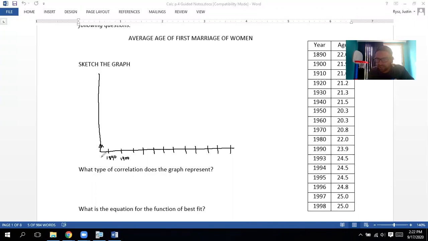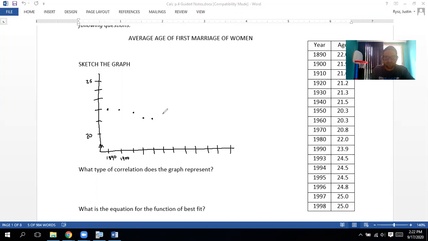What's the lowest we get down to? Like 20? And then what's the highest we get up to? 25, 26? Okay. So let's see, 20, 21, 22, 23, 24. Okay, there's 25. All right, so if we're going to plot those, 1890, we're at like 22. 1900 just below that, 21.6. 21.2. 21.3. So we're still just above the 21 mark.